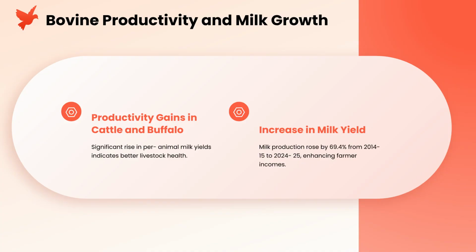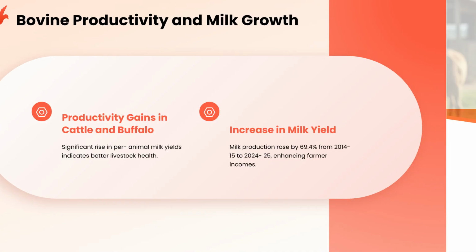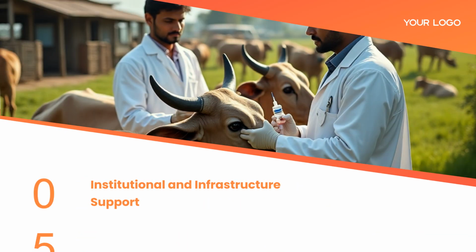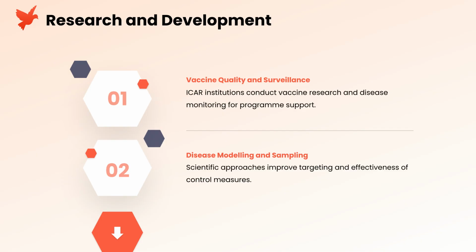Milk yields have risen significantly, contributing to a 69.4% increase in milk production from 2014-15 to 2024-25, directly boosting farmer incomes. To sustain this progress, the program invests heavily in institutional and infrastructure support, ensuring that veterinary services remain robust and accessible. Research and development form a core pillar.